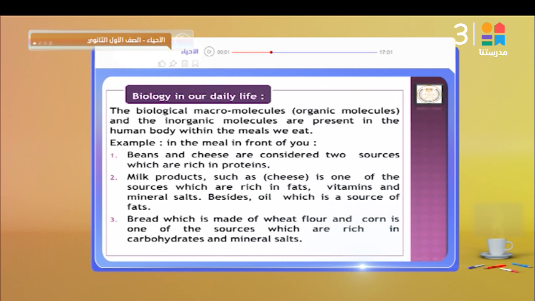Number 3, bread, carbohydrates, plus pastries. What's the meaning of the pastries? المخبوزات اللي احنا بناكلها زي الكيك، العيش او الحاجات دي. Okay? Which is made up of wheat flours. What's the meaning of wheat flours? دقيق القمح. And corn, one of the sources rich in carbohydrates and mineral salts. Okay?